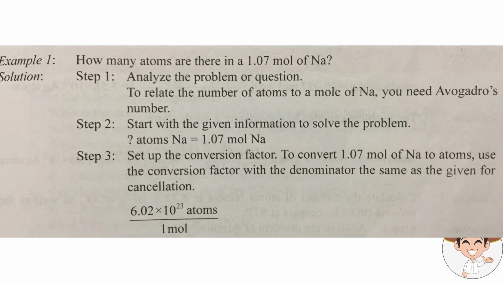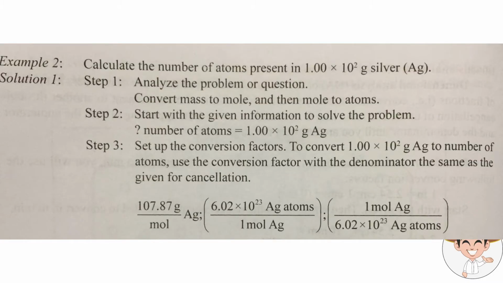Set up the mathematical equation. So we have number of atoms equals 1.07 mole of sodium times the conversion factor, 6.02 times 10 raised to 23 atoms of sodium over 1 mole of sodium. So cancel out mole of sodium. Then we will get 6.44 times 10 raised to 23 sodium atoms. And that is your final answer.